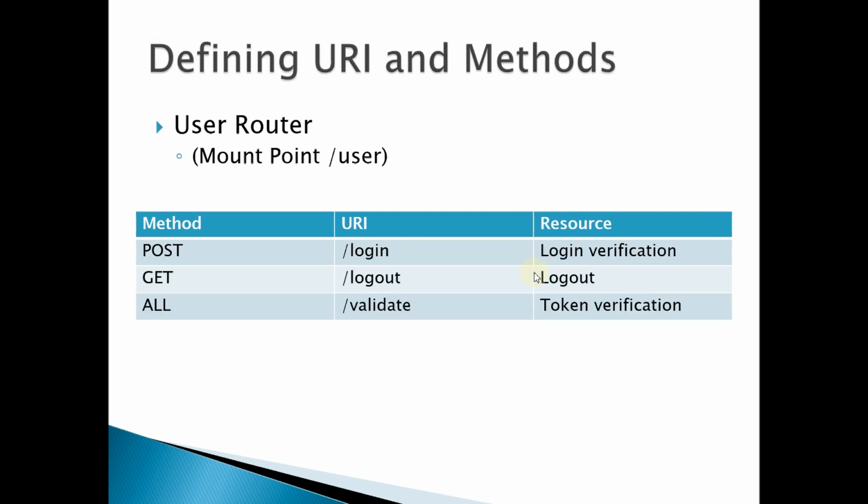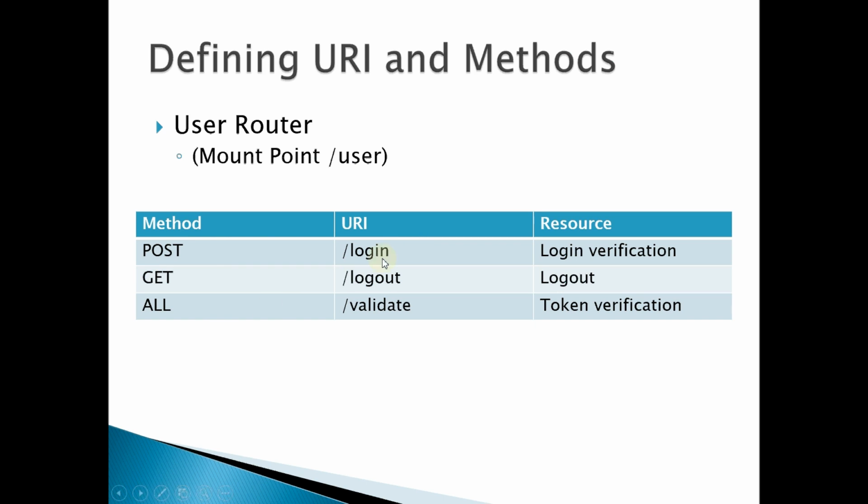Then we have a user router. In the user router, we will mount it on the base of slash user. Slash user is the base point from where this router will be called. And against that route slash user, we have slash login, slash logout, slash validate. For the login request, the end user will send the username and password. So he will use the post method to send this information to our router. We will parse that information and provide the authentication mechanism here.